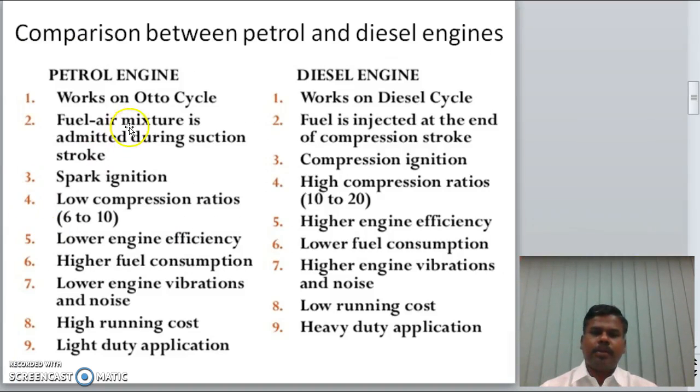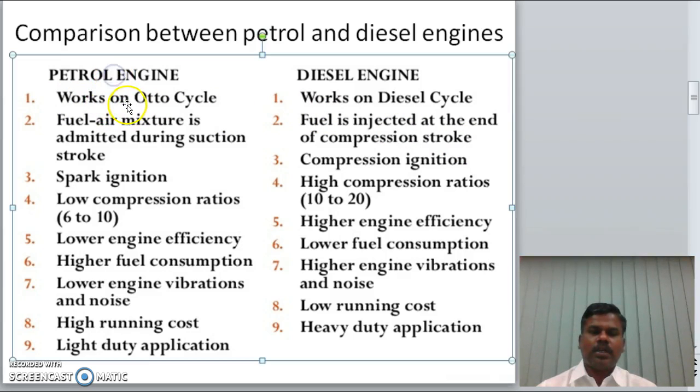If you compare a petrol engine and a diesel engine, there are a few significant points we can talk about. The first thing is the cycle. Petrol engine works on the Otto cycle and diesel engine on the diesel cycle. This is a constant pressure cycle and diesel engine is working on constant volume cycle.